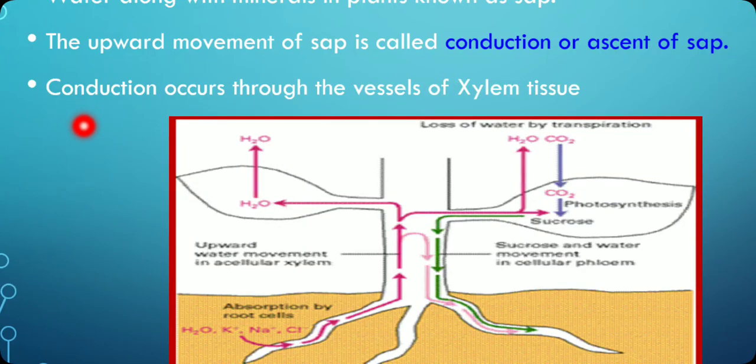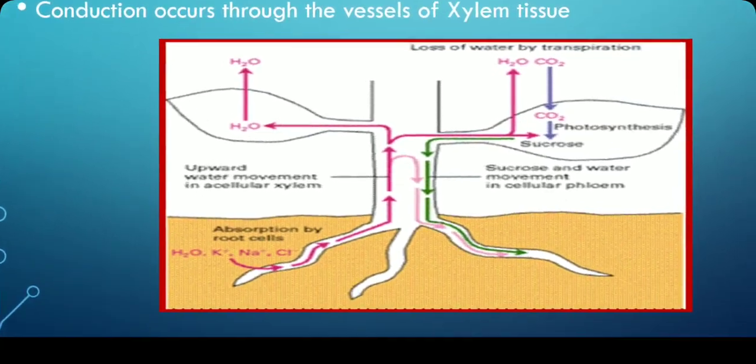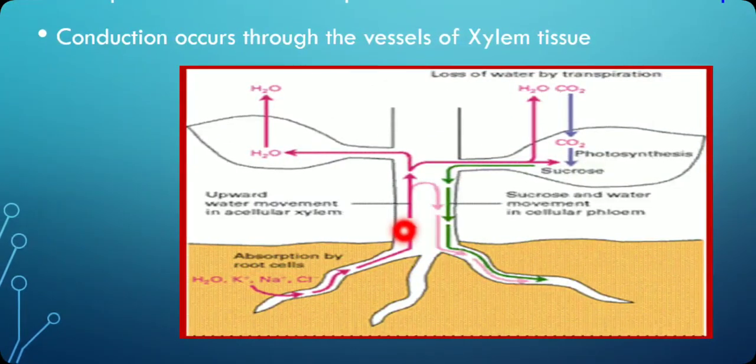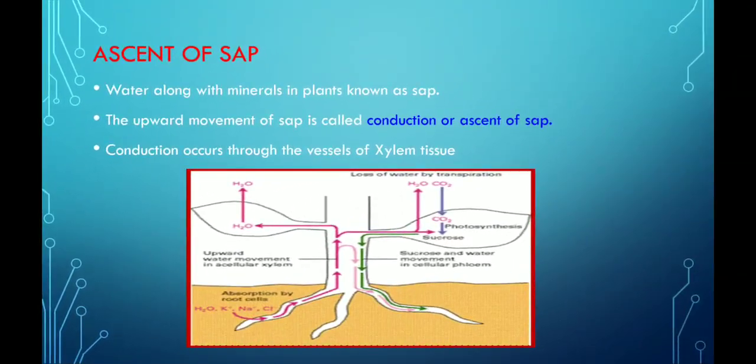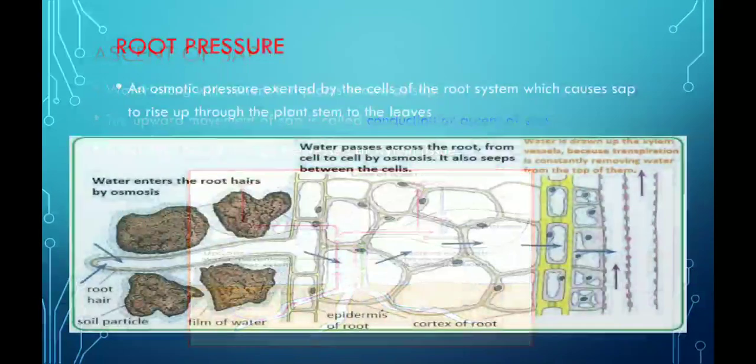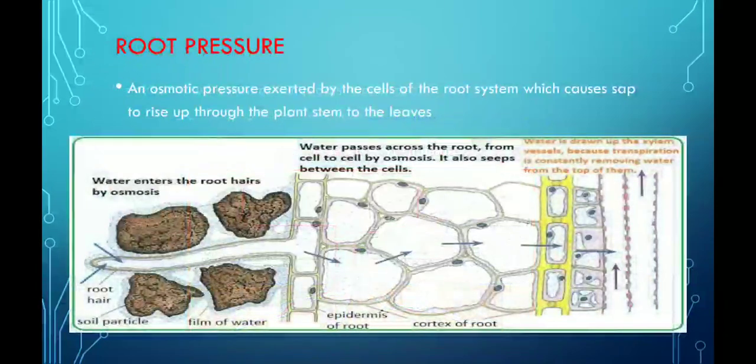Conduction, or I can say ascent of sap, occurs through the vessels of xylem tissue. Now I think you also understood that this conduction, or upward movement of the sap, is done with the help of xylem vessels. Got it? Now, students, different scientists have different opinions regarding how this ascent of sap takes place.